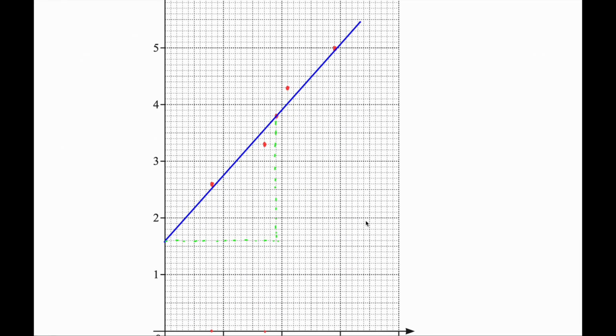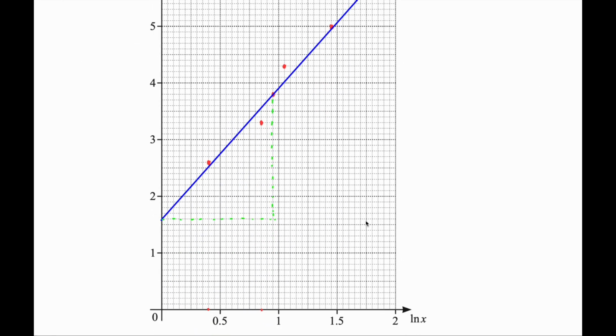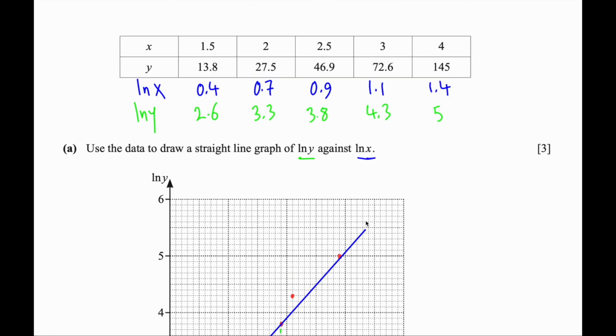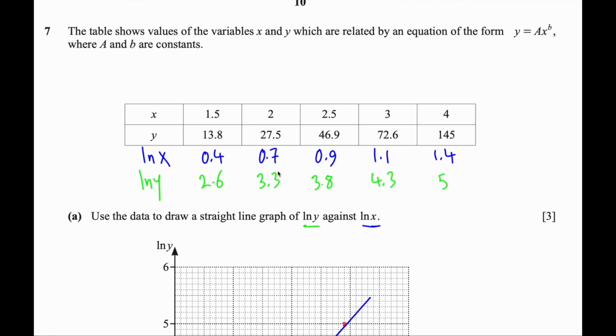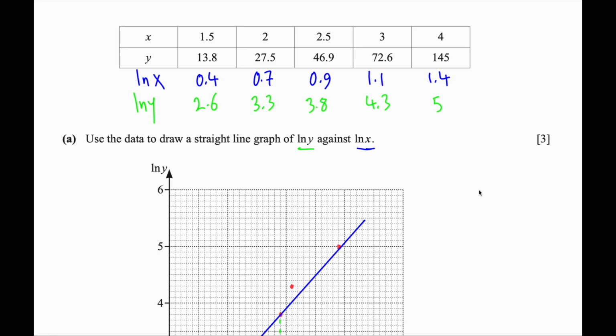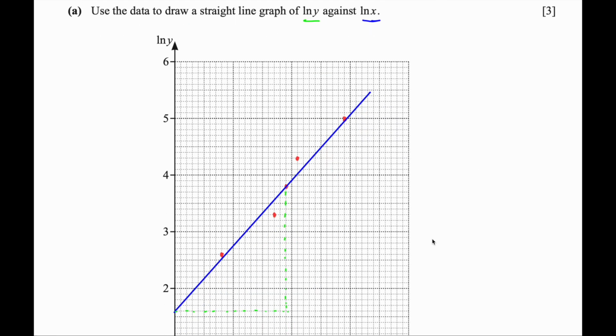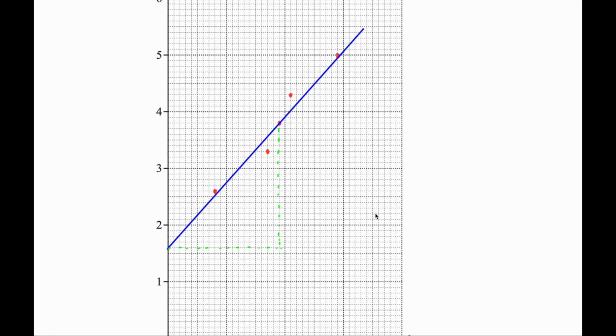So since the x and y axes are now in terms of ln x and ln y, I'm going to extend this table, add 2 more rows, and find the values of ln x and ln y respectively. As you can see, these are the values I just found. And then you can go ahead, find those points, and mark them on the space provided here.